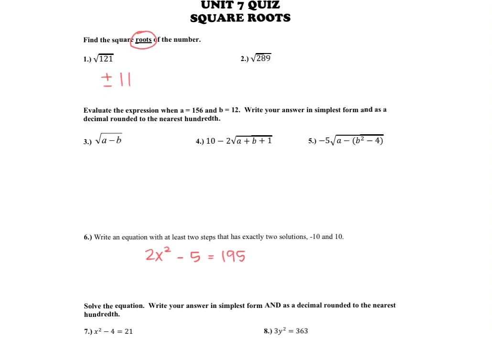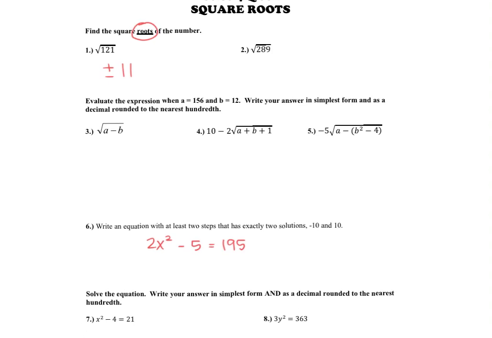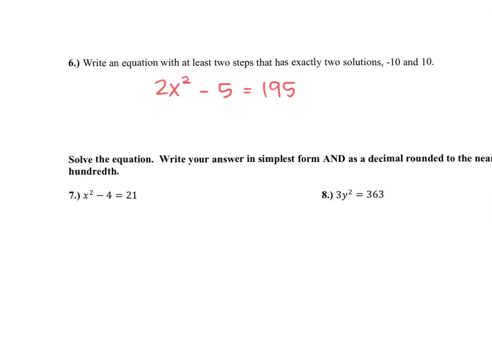The next one that I want to look at is number 6. A lot of you on number 6 wrote an expression instead of an equation, and it asked you to write an equation. Now, this one was worth 2 points, and so if you wrote an expression that worked, I still gave you 1 point if you wrote one that simplified, but it wanted you to write an equation, which means it needs to have an equal sign, and it said it had to have at least 2 steps. Now, of course, there's an infinite amount of answers. I've made up one here that works, and let me show you why it works.